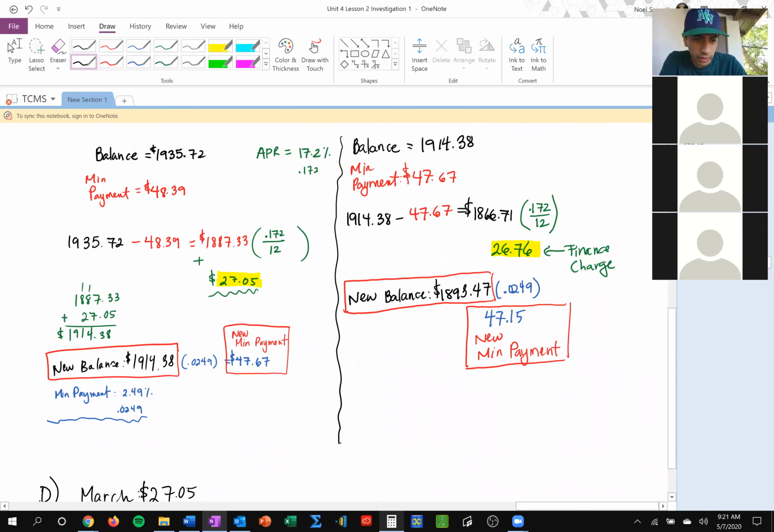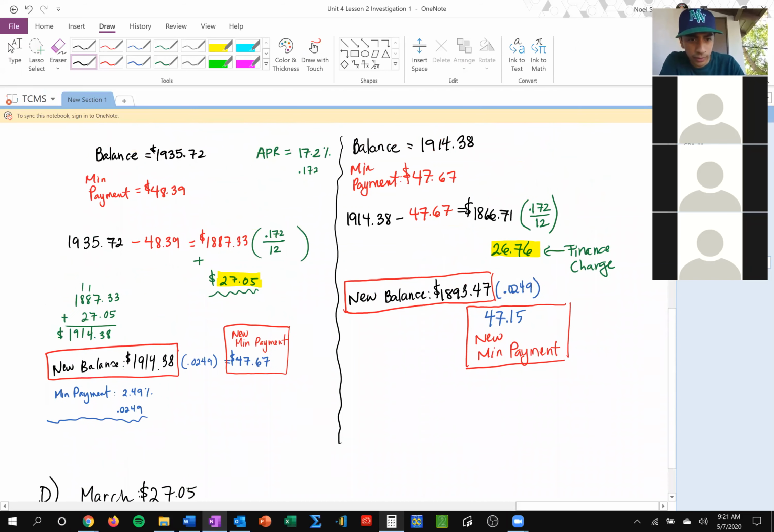And so let's see the numerical difference between this one and this one. Oh, I put the wrong value, sorry. 27.05 minus 26.76. So it's a reduction of 29 cents.